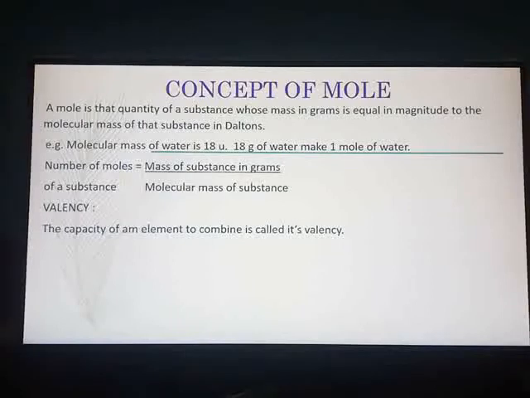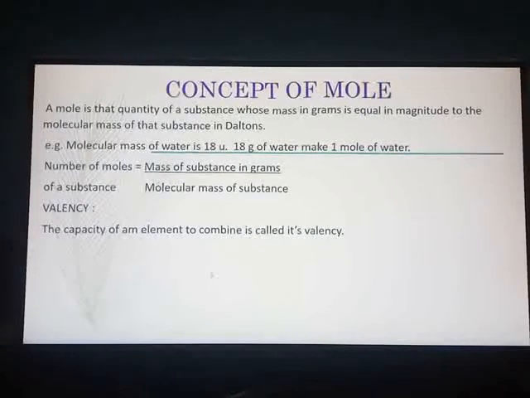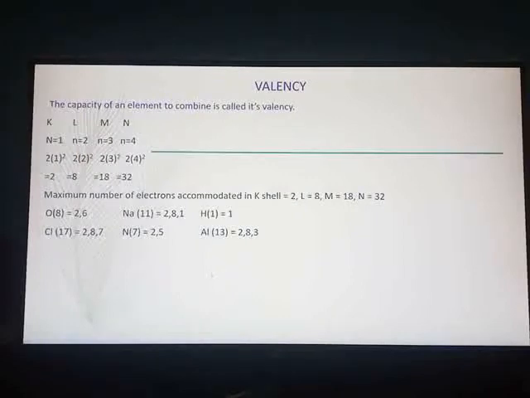Our next very important topic is to calculate the valency of an element. What do you mean by the term valency? Valency is the capacity of an element to combine. We have seen many examples of how to calculate valency.